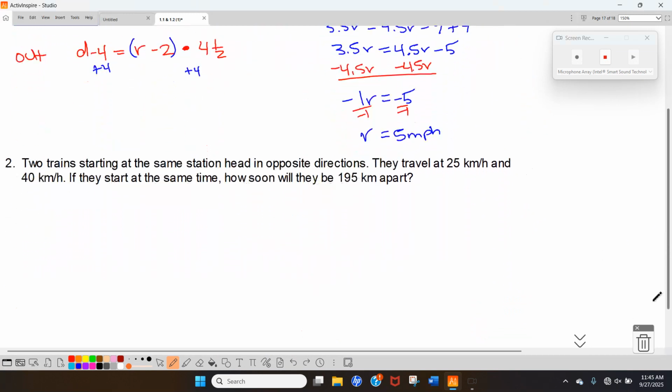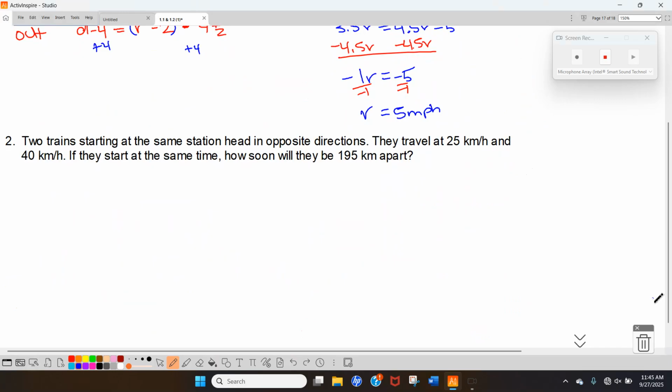All right, number 2. 2 trains starting at the same station head in opposite directions. So they're starting, they're going opposite directions. They travel 25 kilometers per hour and 40 kilometers per hour. So one of them's doing 25 and the other one's doing 40. If they start at the same time, how long will it take them to be 195 kilometers apart? All right, so again, remember distance is equal to rate times time.